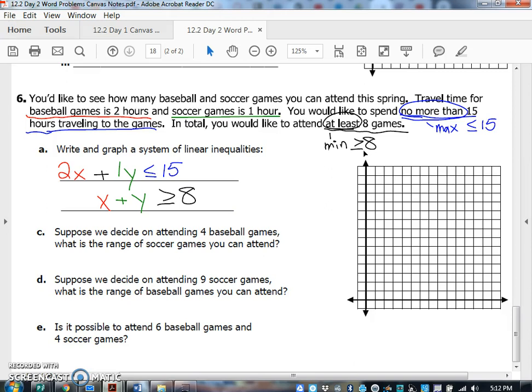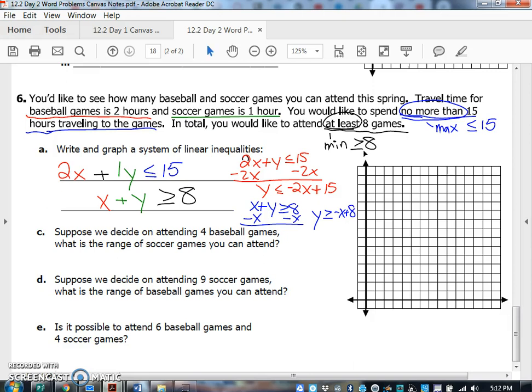At this point, these are easy to get into slope-intercept form. 2x plus y is less than or equal to 15. I subtract 2x from both sides. And y is less than or equal to negative 2x plus 15. On the other side here, I have x plus y is greater than or equal to 8. Subtract x from both sides, and I get y is greater than or equal to negative x plus 8.